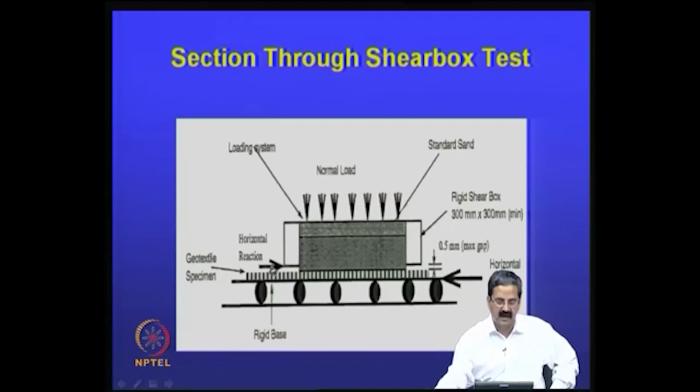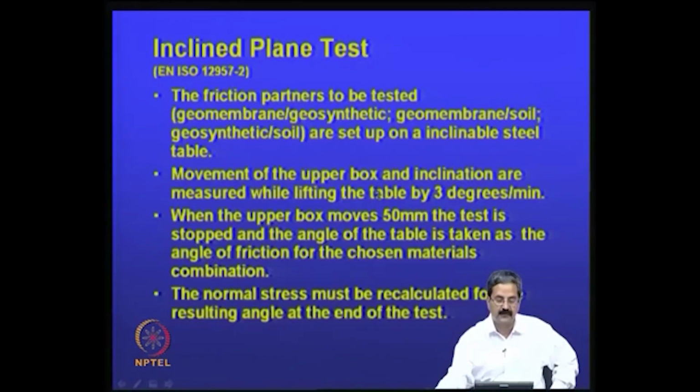You can see that there is a horizontal reaction applied, and there is also a normal force applied. In fact, you can see here the direct shear box size is 300 mm by 300 mm. The size is quite big, and the shear force is applied like this, and the normal stress is there. So that is one type, which we are familiar with.